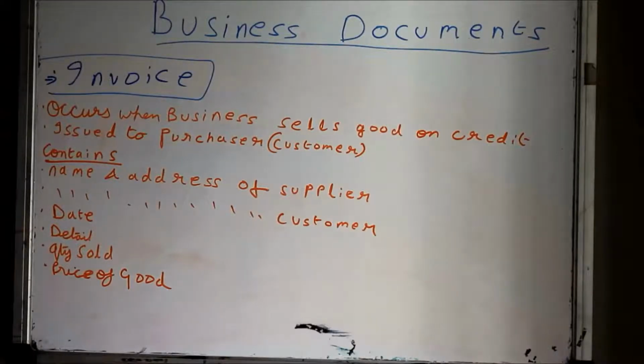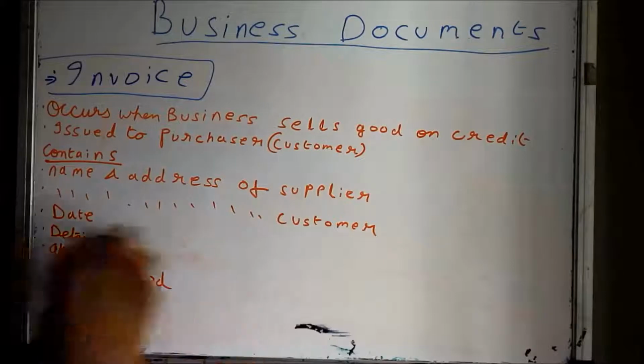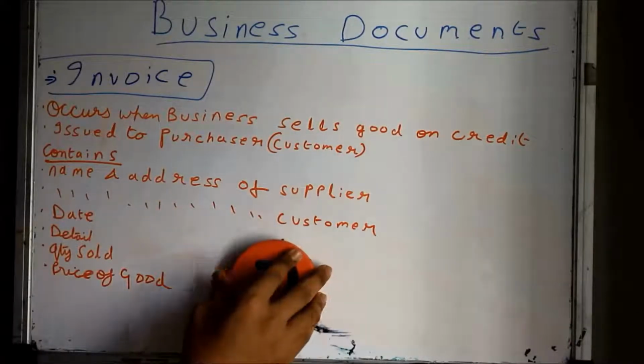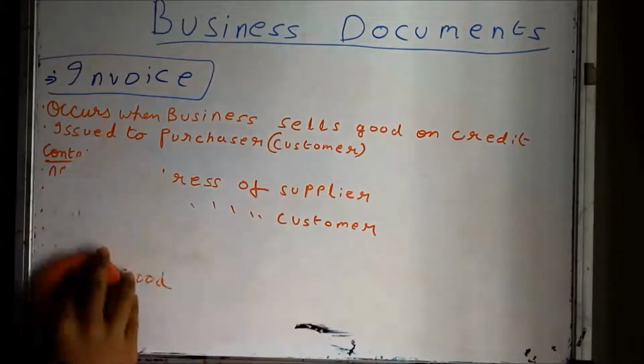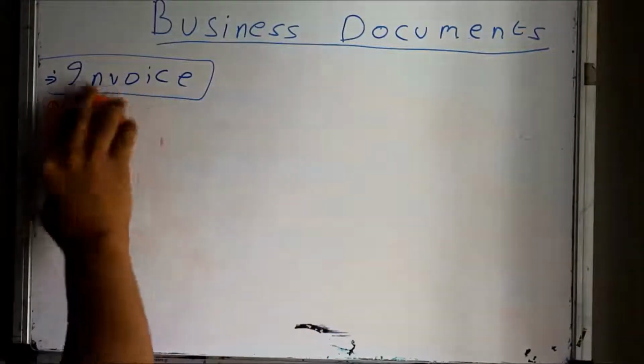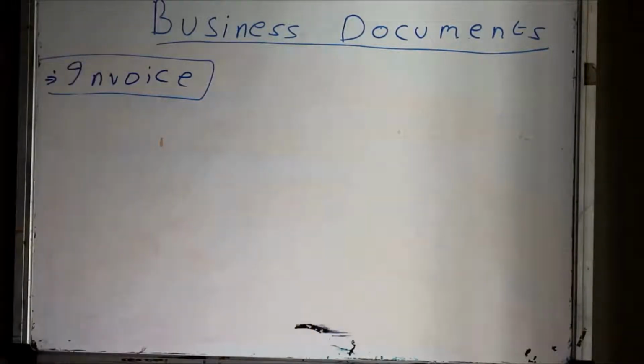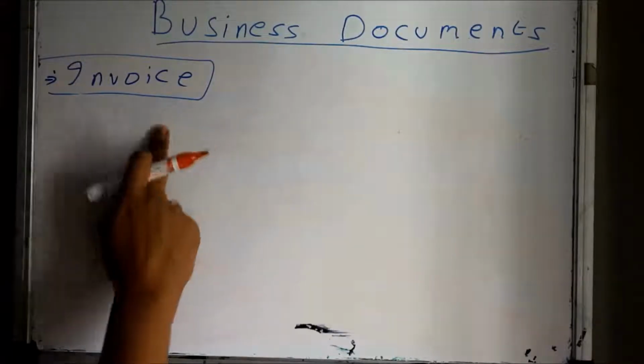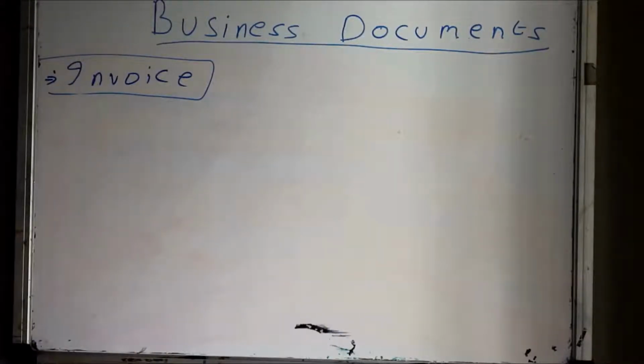Now let me show you how an invoice looks like. I hope you've copied this down. Take a good look at it. Alright, so let me tell you how an invoice looks. I'm going to draw out the invoice for you now. Alright. So an invoice basically looks like this.